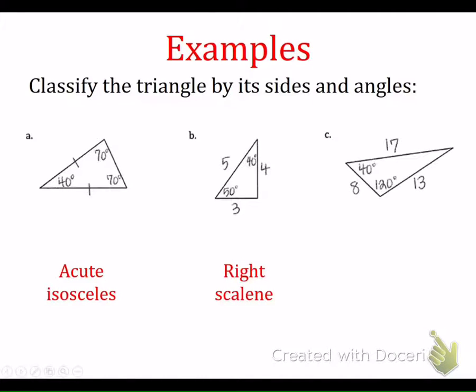And then part C. Scalene and obtuse. Very good. There's one angle that's larger than 90. That's why it's obtuse. There are three sides that are not the same. That's why it's scalene. Any questions? No.